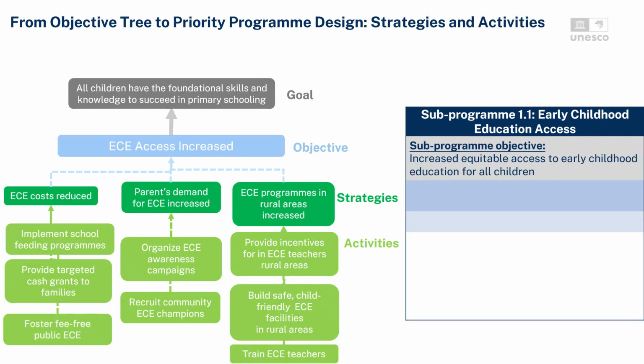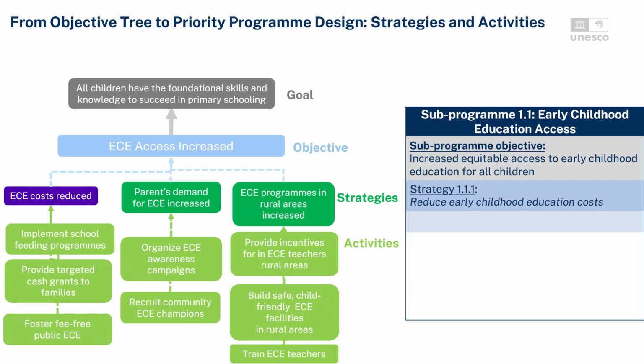Now moving on to strategies and activities. The first row of our objective tree will be our strategies, and each of the blocks below that strategy will be the corresponding activities. Taking the first group of blocks on the far left of the tree, we can write the strategy Early Childhood Education Costs Reduced in the template under Strategy 1.1.1.